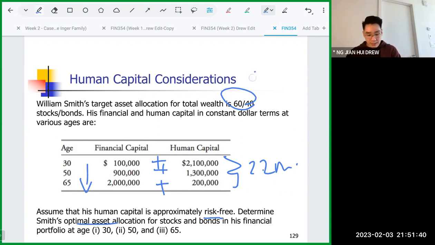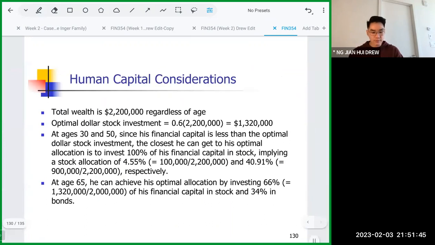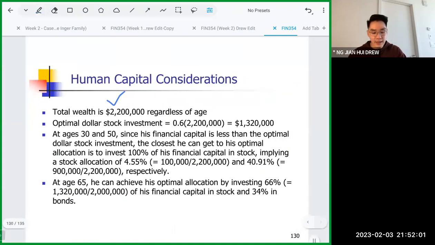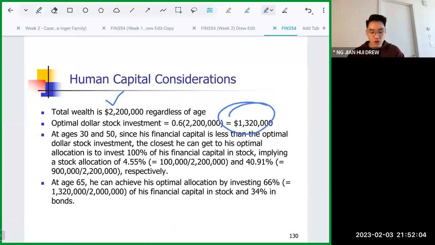And remember, he wants a 60-40. Total wealth remains the same because your human and financial capital add up to the same amount. The optimal dollar investment is how much? Remember, he wants stocks of 60%, so you know that you need this amount in stocks. And remember, your human capital is risk-free, which is like your bonds.